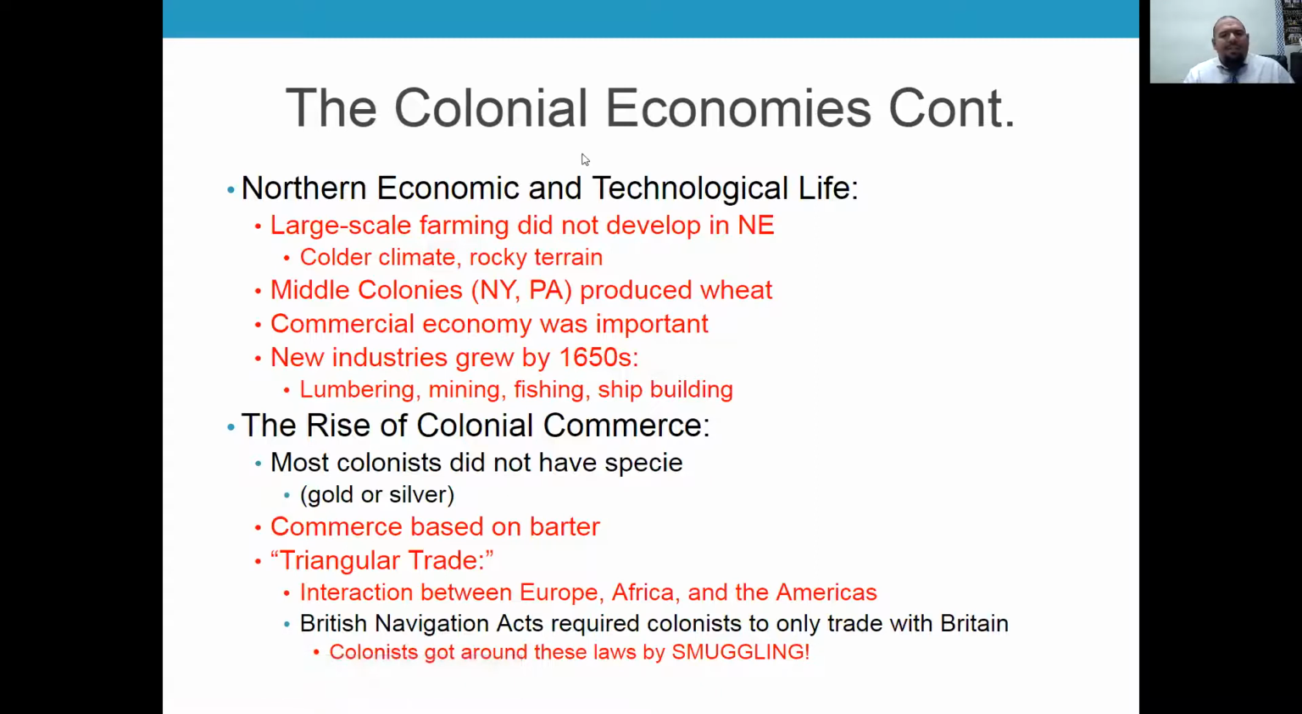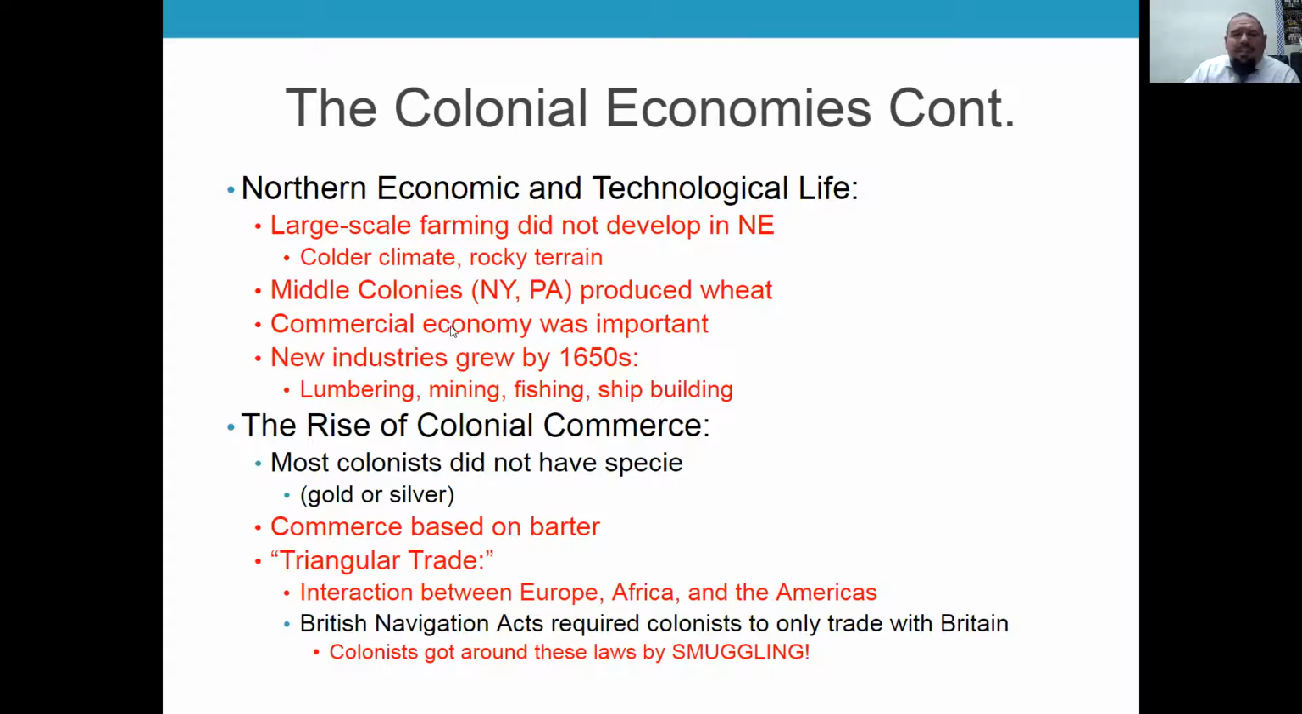All right, colonial economies. The North was much better. But large-scale farming did not really develop in New England. New England's not a state. Just know that. NE actually stands for Nebraska, but more on that later. So New England has a colder climate, rocky terrain, not real good for all these types of crops. The middle colonies, New York and Pennsylvania, produce the wheat.